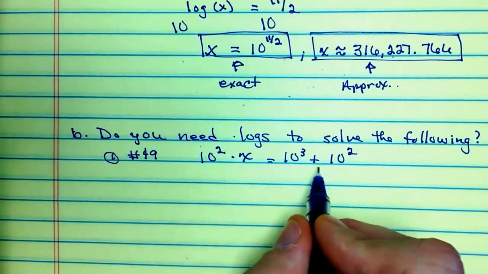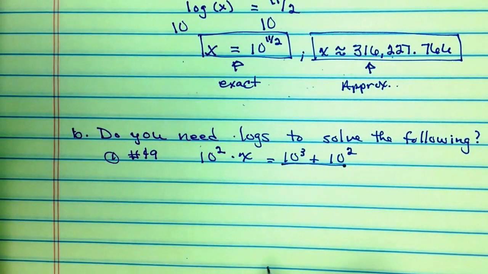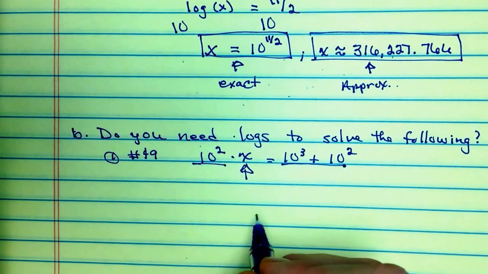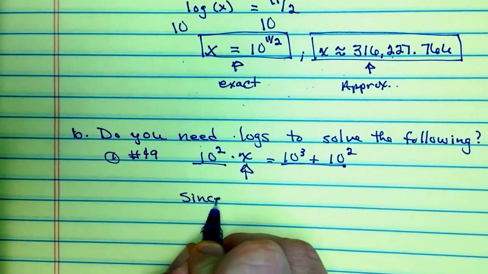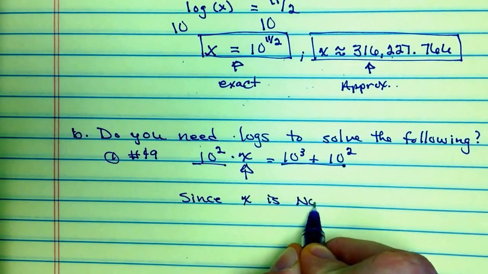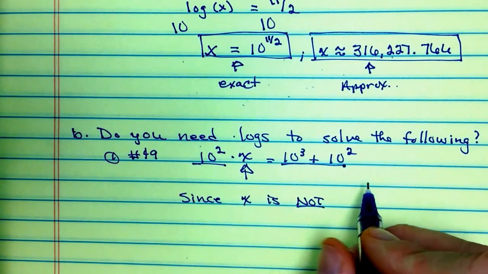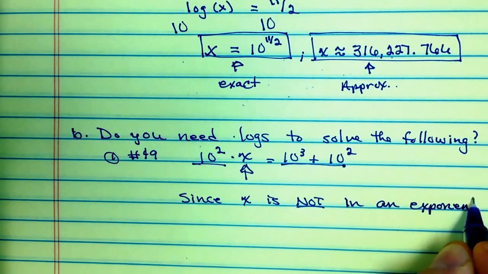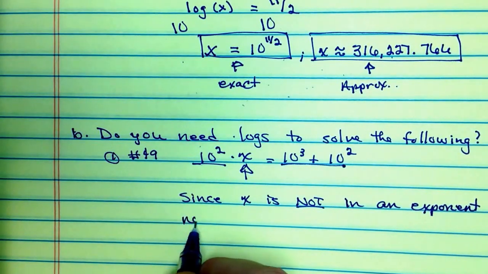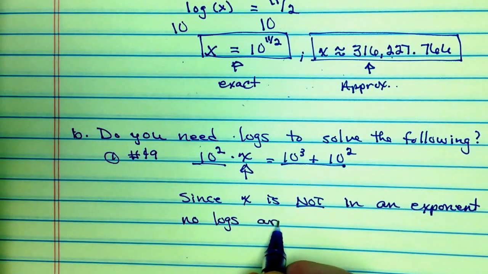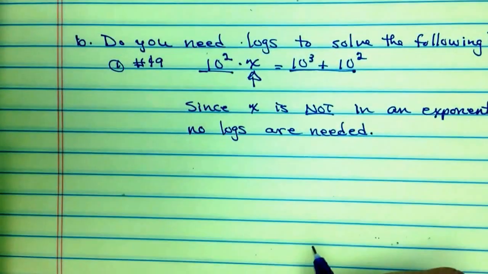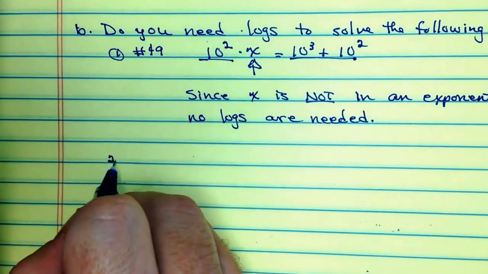This is not an exponential equation because 10 cubed plus 10 squared is simply a number, and your variable term is simply down here. So the correct answer is, since x is not in an exponent, no logs are needed. Okay, that's simple.